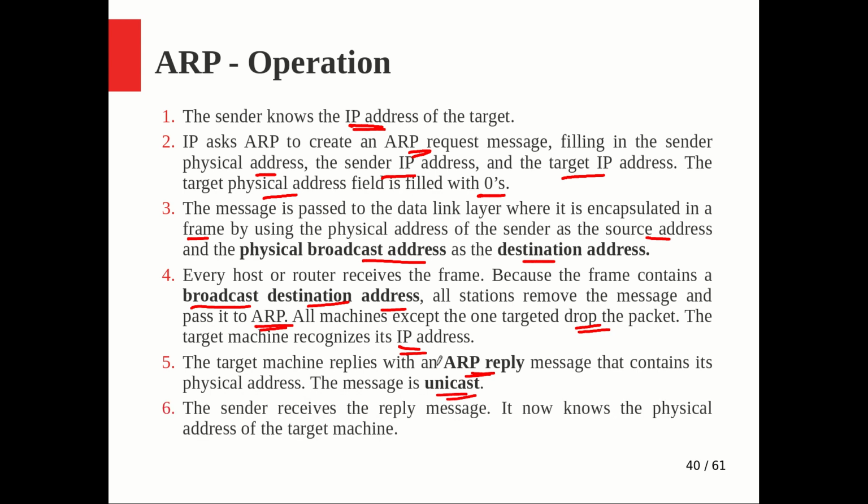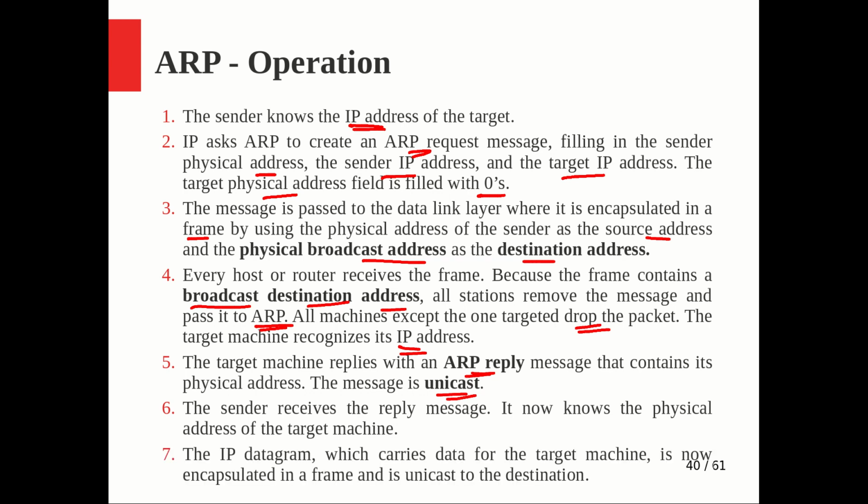So the sender receives the reply message. It now knows the physical address of the target machine from the reply, and once it knows the physical address of the target machine, it can send the IP datagram directly to it. The datagram, which carries the data for the target machine, is now encapsulated in a typical Ethernet frame again and is unicast to the destination.